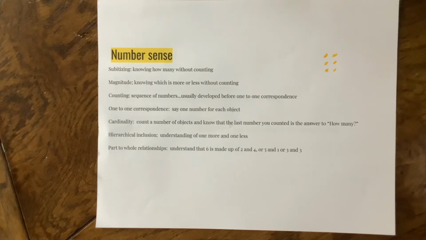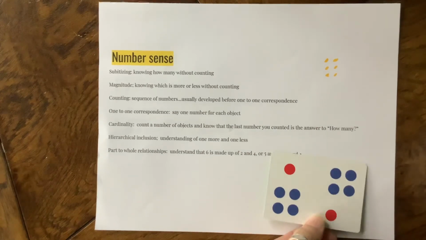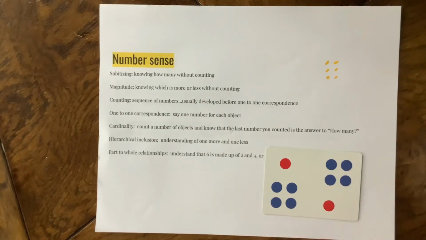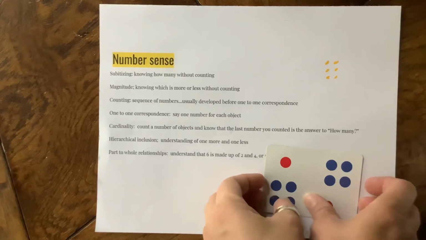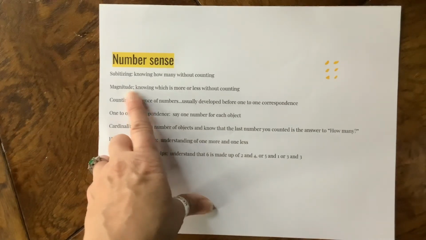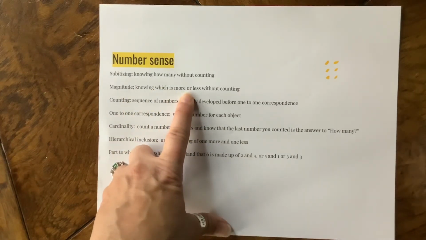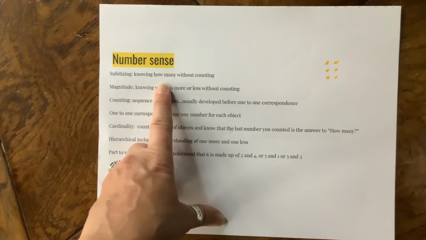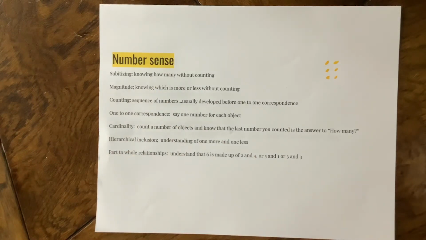You might see some familiar dot patterns. You automatically know this is 4, and 1 more is 5, and you know this is 4, and 1 more is 5, and you might put those together and say 10. So magnitude is knowing which is more or less without counting. That is looking at groups and seeing that one group is more than another. And then subitizing is knowing how many without counting.